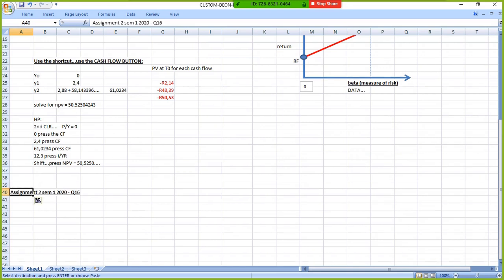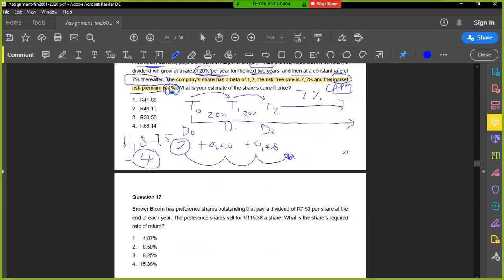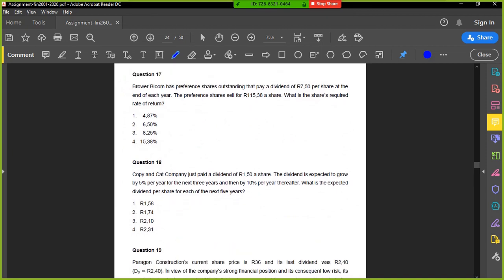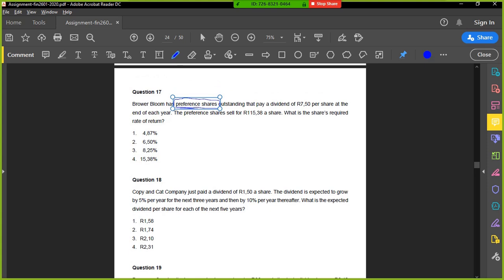17. Yeah. So this one I'm totally lost. Okay, we'll go through it. We'll look at it in detail. Let's have a look. All right. Brower Bloom has preference shares outstanding that pay dividend. When you see the word preference share, the word preference means that there's going to be a dividend payable on that particular share before the ordinary share dividends are paid out. Does that make sense? Okay, so when you see preference share, you're thinking of a perpetuity.